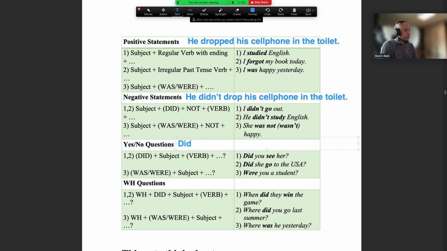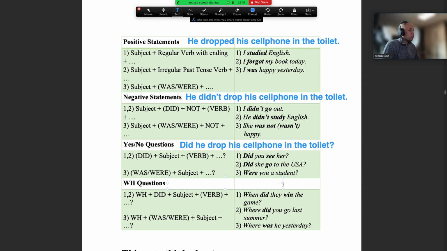Okay. Did he drop his cell phone in the toilet? Did he drop his cell phone in the toilet? All right. Yes, he dropped his cell phone in the toilet. Or no, he didn't drop his cell phone in the toilet. All right. And what is the question?